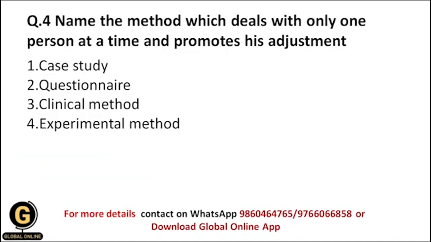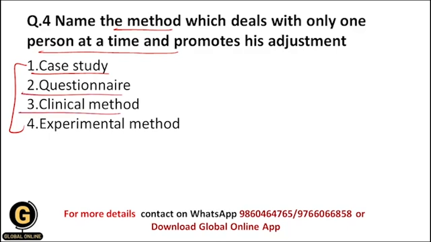Okay, next is: name the method which deals with only one person at a time and promotes his adjustment. So from these methods, which is the method which deals with only one person at a single time, and also promotes his adjustment? Whether it is case study, questionnaire, clinical method or experimental method. So obviously students, now all of you understood that your correct answer over here should be case study.